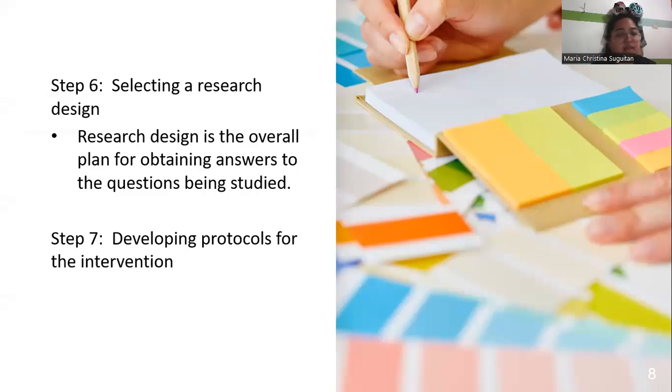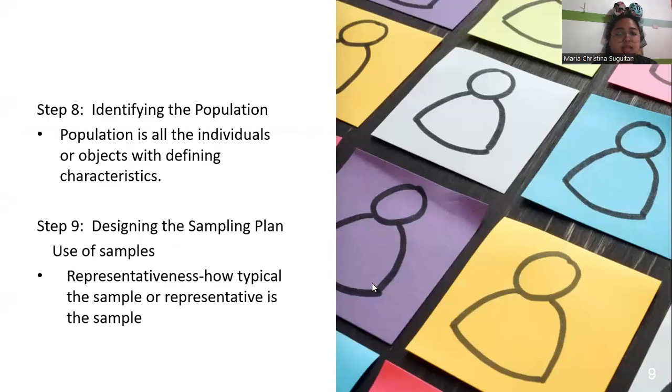And then step 7, developing protocols for the intervention. And then step 8, we have identifying the population. Population is all the individuals or objects with defining the characteristics. Sabi dyan, you have to come up with your respondents. Like, ilan ba kukunin ko respondents? 20. Or among 10 of them is not nurse, 10 of them is nurse. I have to take differences between the nurse and then the not nurse. Ganon. Okay? Kung sino yung kukunin yung respondents.